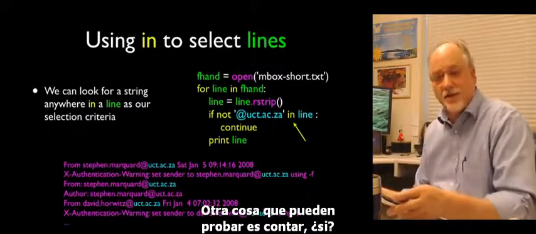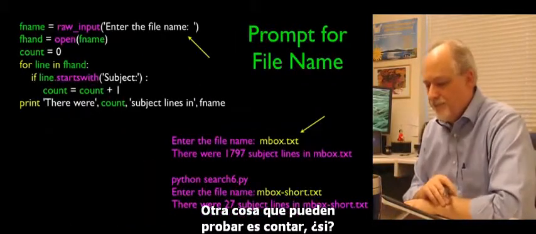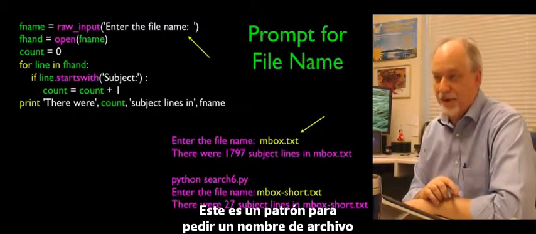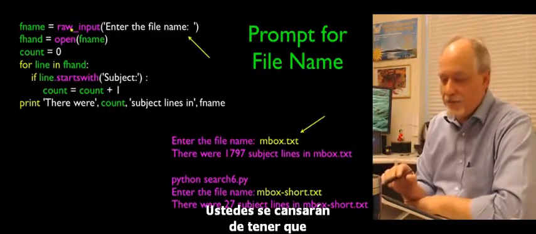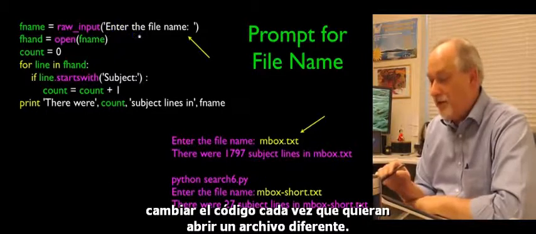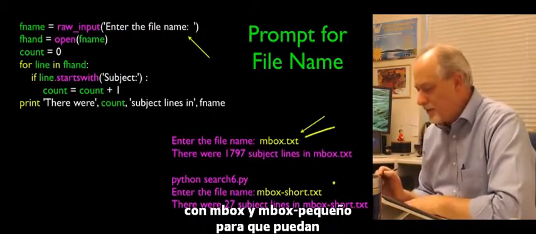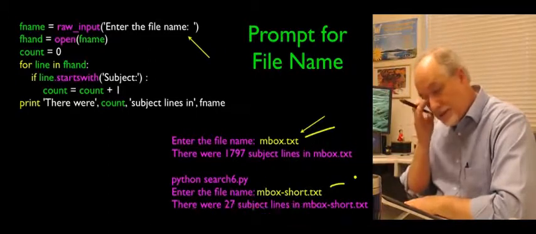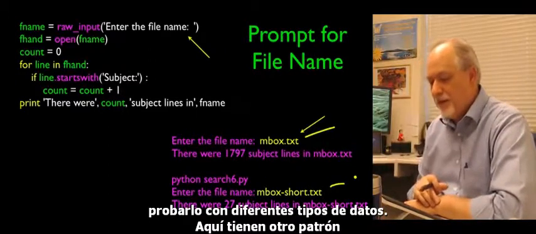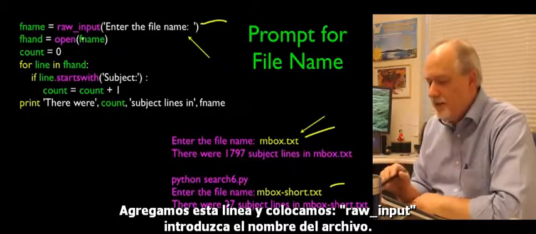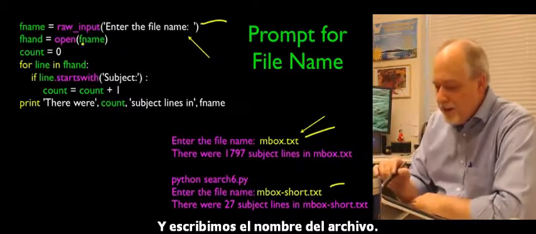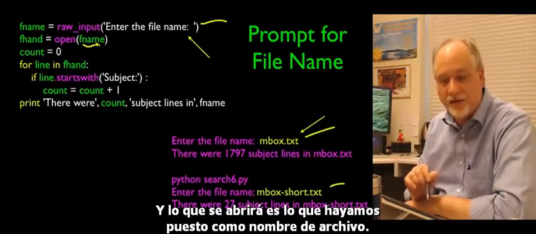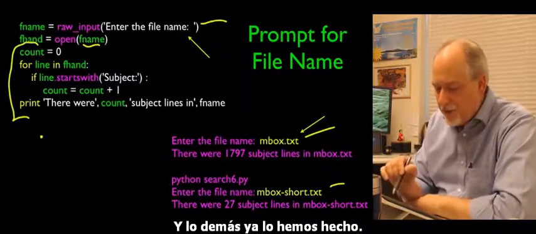So one more thing that you might want to try is we can count, right? And this is a pattern for prompting for a file name. Here you'll get tired of changing your code every time you want to open a different file, because you probably want to run the program with mbox once and mbox short once, so you can test it with different sets of data. So here's just another pattern. We add this line to say raw input, enter the file name, and there you go. We'll type in the file name, and then the thing that we open is whatever we entered as the file name, and then the rest of it is pretty much the same.